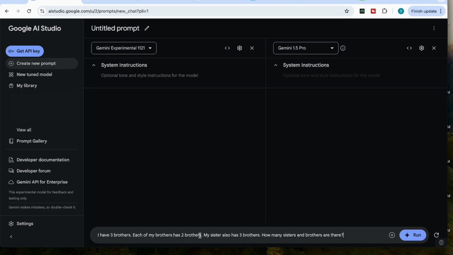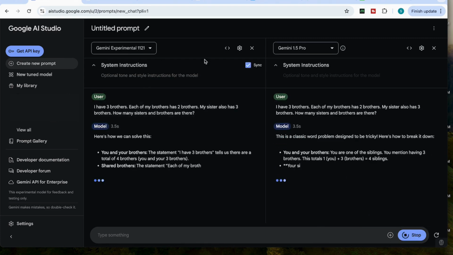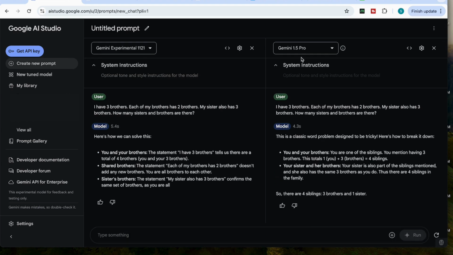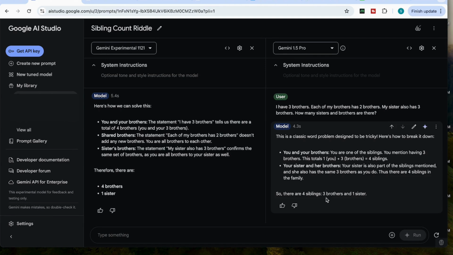So I'm going to add a question here that says, I have three brothers. Each of my brothers has two brothers. My sister also has three brothers. How many sisters and brothers are there? And I'm going to run this and we're going to see how it performs across the 1121 model and the 1.5 Pro.